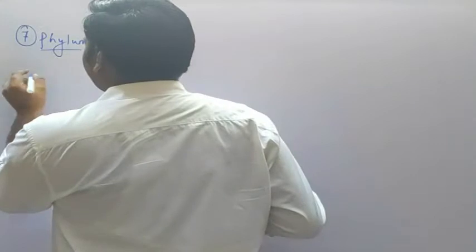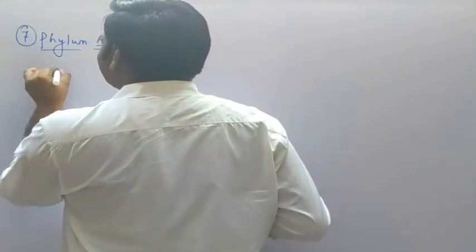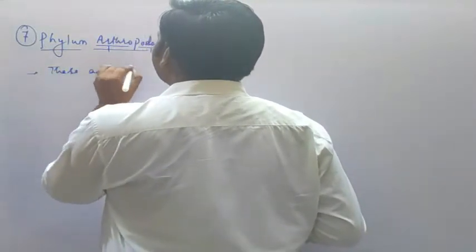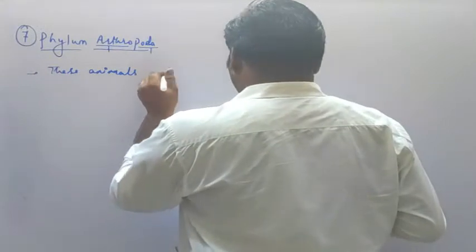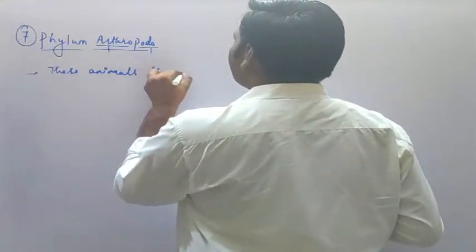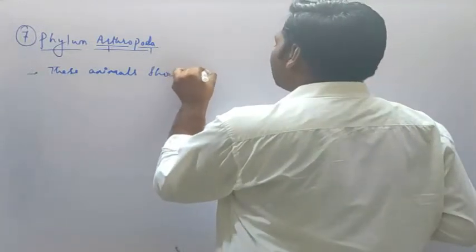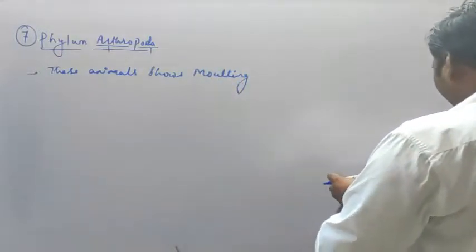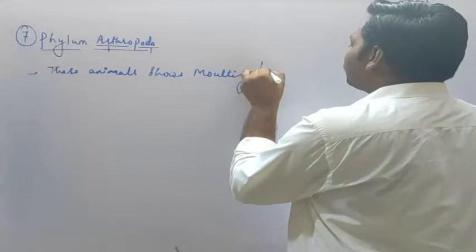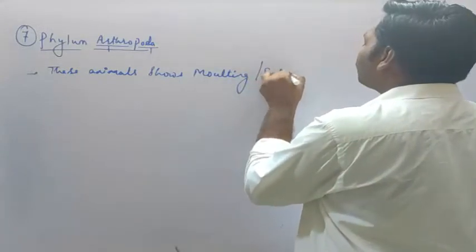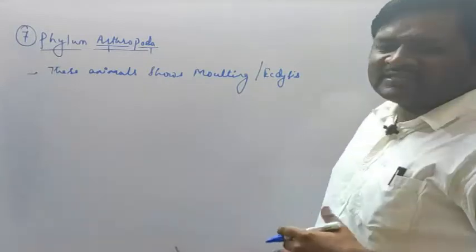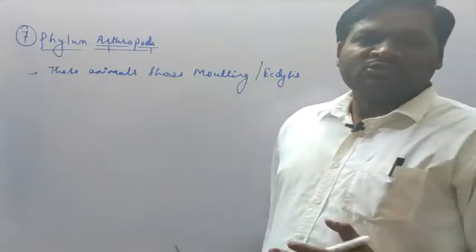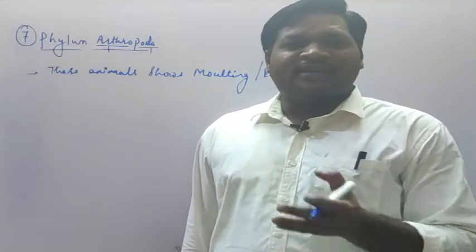Next, these organisms or animals show molting. Molting is also referred to as ecdysis. Generally some animals have a property called ecdysis, that is shedding of the exoskeleton. So as they grow, there will be shedding of the exoskeleton.